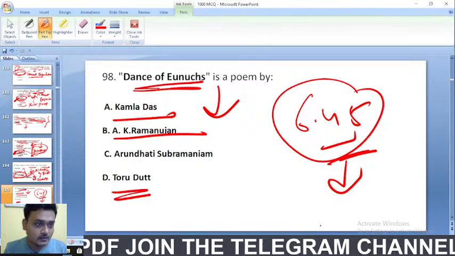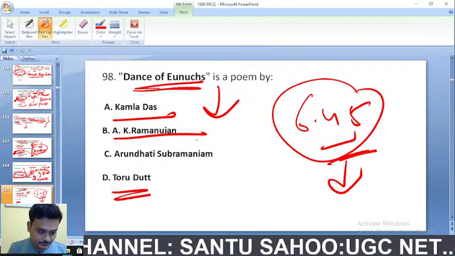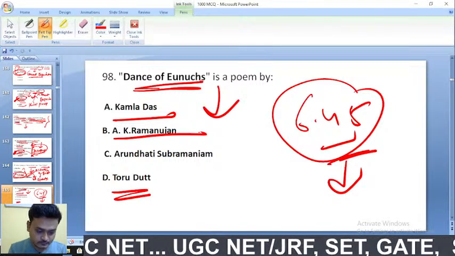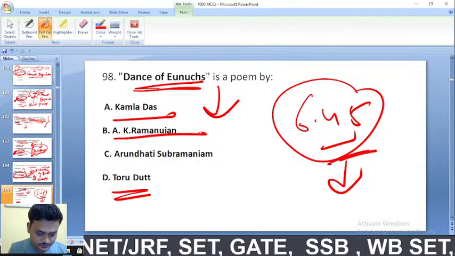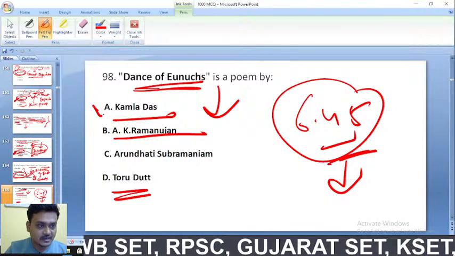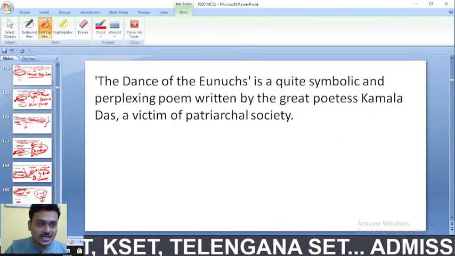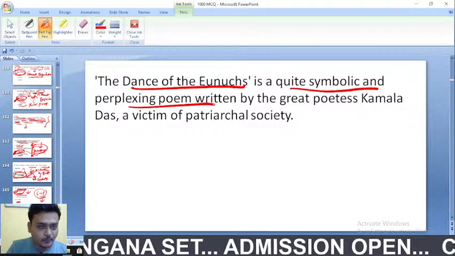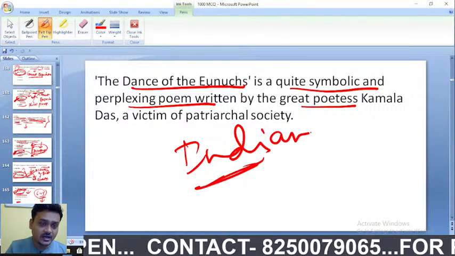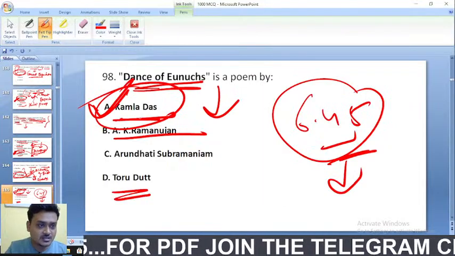Dance of the Eunuchs is a poem by whom? Quickly, it's by Kamala Das, exactly. Dance of the Eunuchs. It is a quite symbolic and perplexing poem written by this great poetess, the Indian confessional poet, a victim of patriarchal society. Here, Dance of the Eunuchs, written by Kamala Das. Okay, it's Kamala Das.